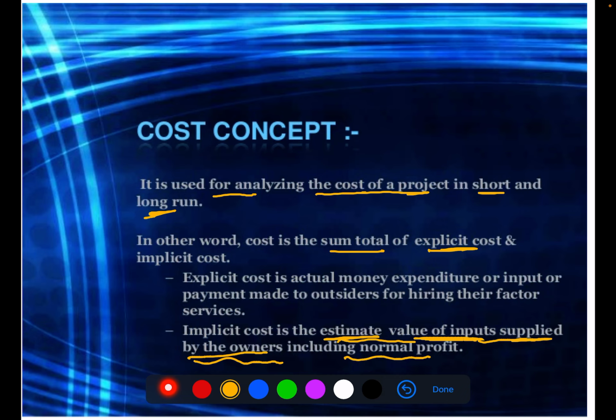Now how to measure the implicit cost? Implicit cost is measured by determining the value of the self-supplied factors in terms of their market price. Now implicit cost is calculated. Why are we calculating? Because if such factors were not owned and used by the entrepreneurs, if I am not using my own factors or services, then I would have hired them from outsiders. So the imputed value of factors, that is implicit cost, is included in the total cost of production.